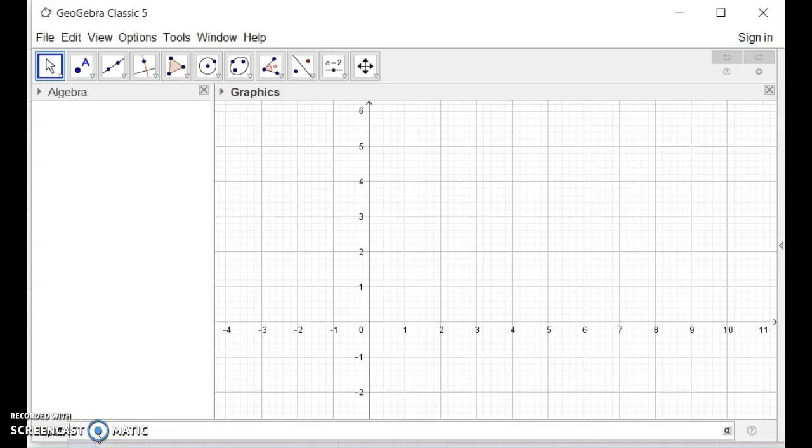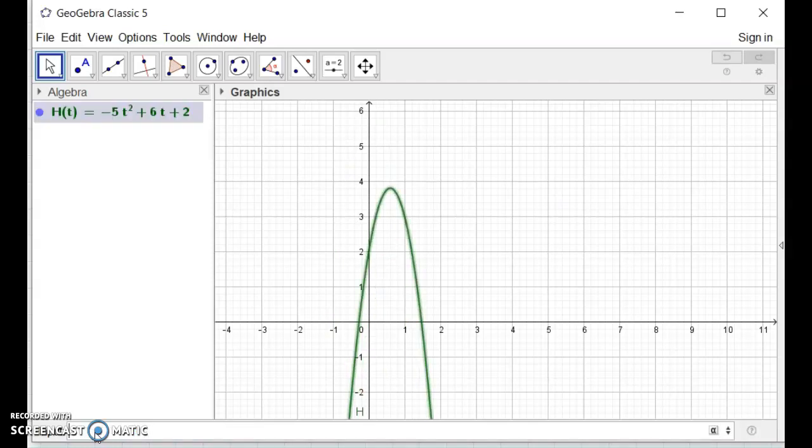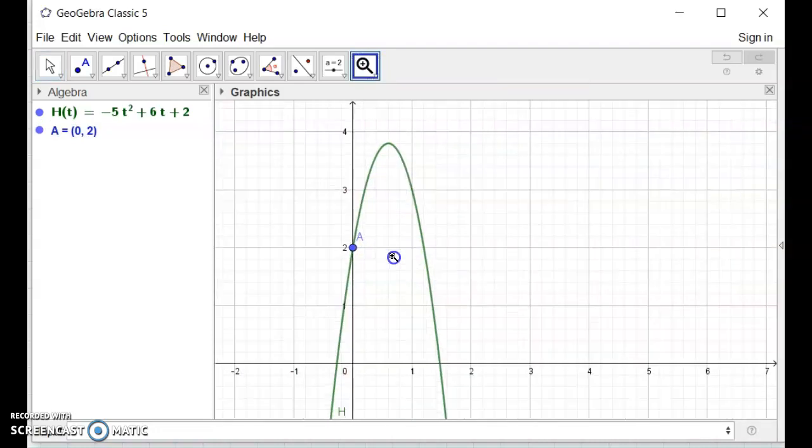And I'm going to type the function h of t is given by negative 5t squared plus 6t plus 2. So that's my function. An important point on this function is the one that we already found, the point (0, 2). That's the y-intercept. So the value of the function when it's crossing the y-axis is 2. That was the value corresponding to t equals 0. We could zoom in a little bit to have a better view of the function.